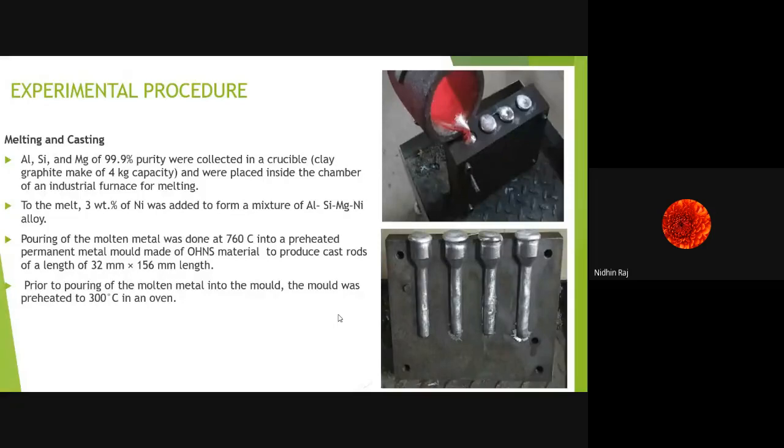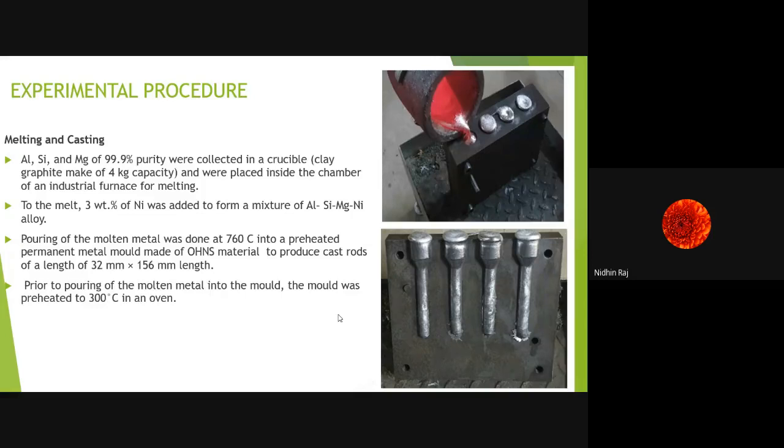All right. Now, this nickel is comparatively a high melting element, so hence we had to stir for quite a long period of time for complete mixing. Only if we have a complete mixing of nickel will we get the desired properties for the alloy and better strength for the alloy also. Now, pouring of the molten metal was carried out at 760 degrees into a preheated permanent mold. That was a metal mold.